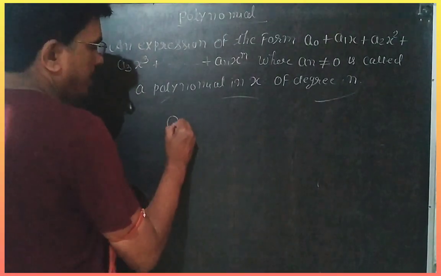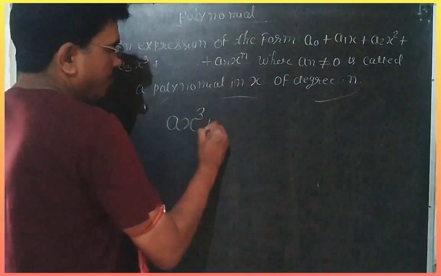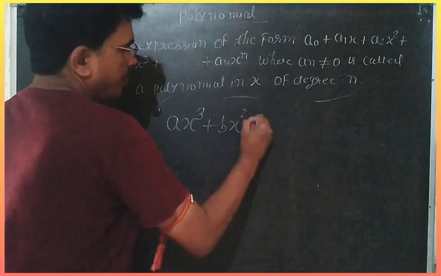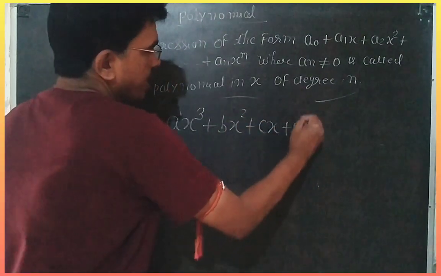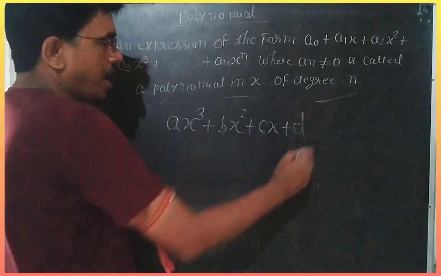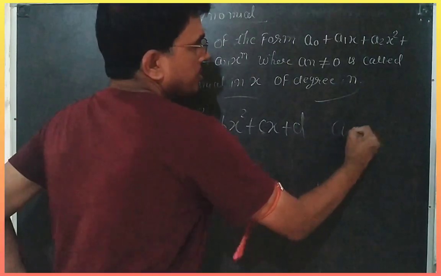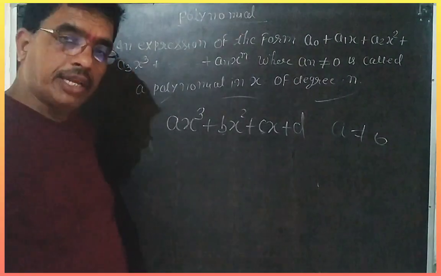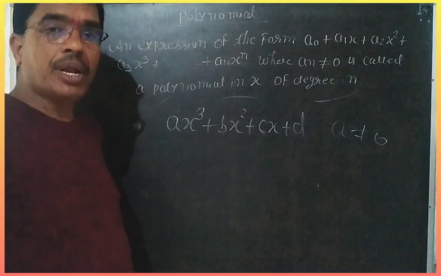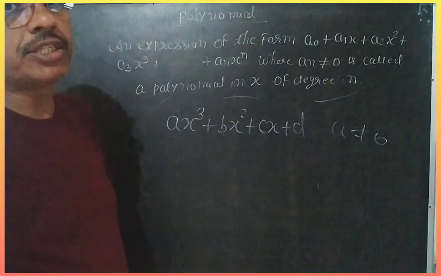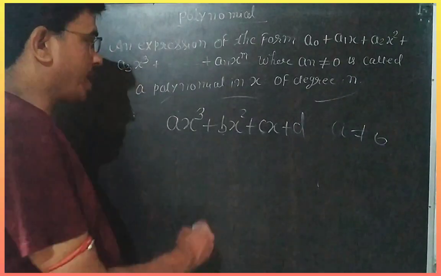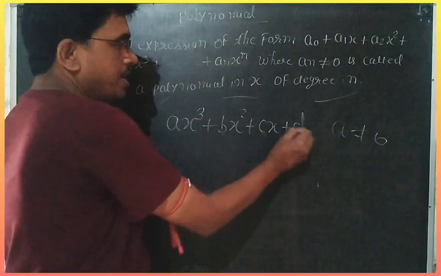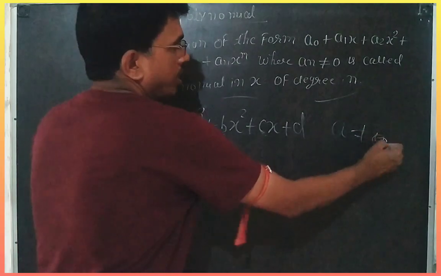Similarly, when you write ax cube plus bx square plus cx plus d, where a, b, c, d are real numbers and a is not equal to 0, it is called a cubic polynomial. Otherwise, you can say a polynomial whose degree is 3 is called a cubic polynomial. So dear students, a, b, c, d are real numbers and a is not equal to 0.